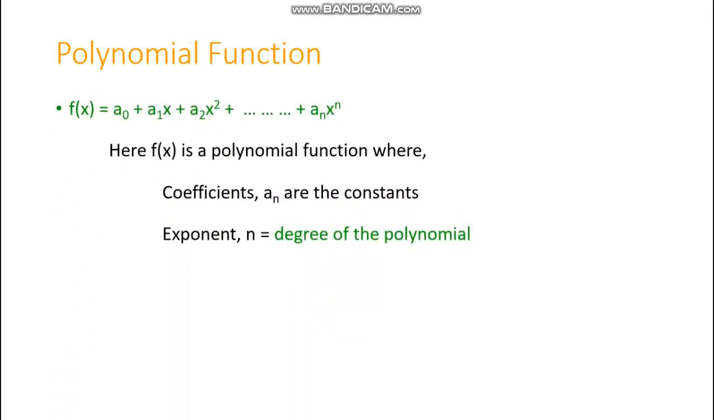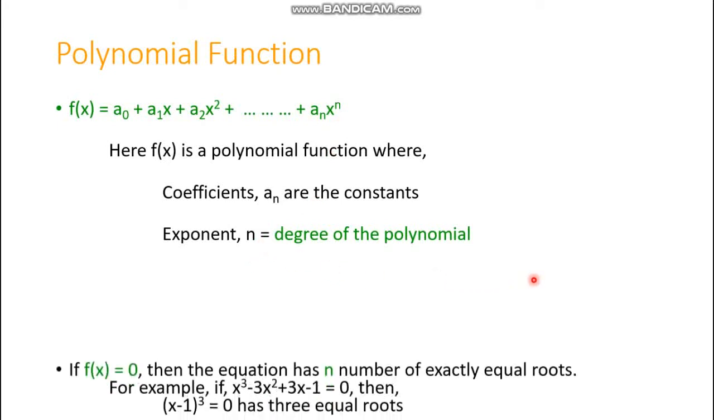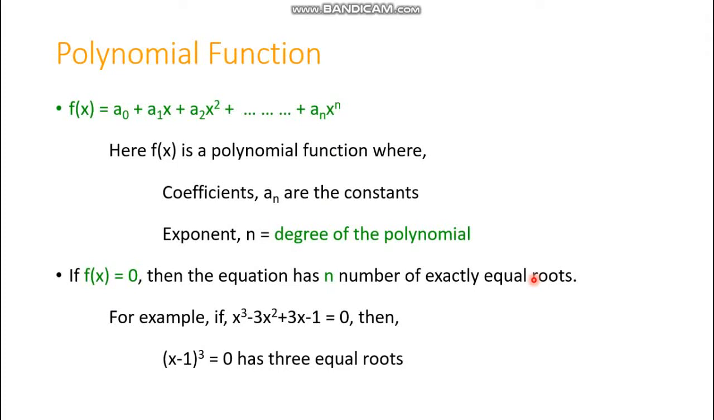Now, polynomial function. This is a polynomial function: a0 plus a1x plus a2x squared, and so on up to x to the power n. So here f(x) is a polynomial function where the coefficients a are constants, and what is n? n is the degree of the polynomial. And if f(x) equals 0, then the equation has n number of roots. Definitely, if this equals 0, then x should have n number of values.